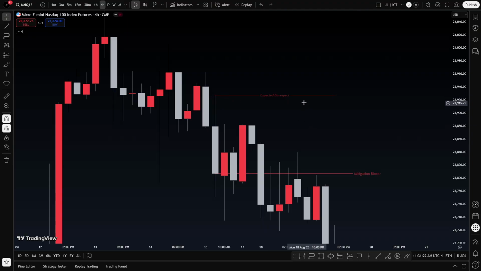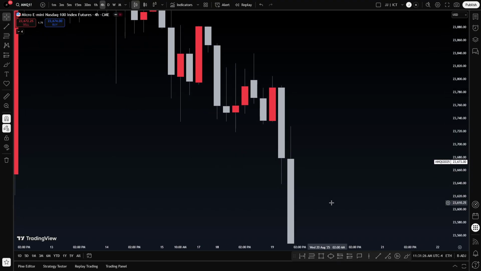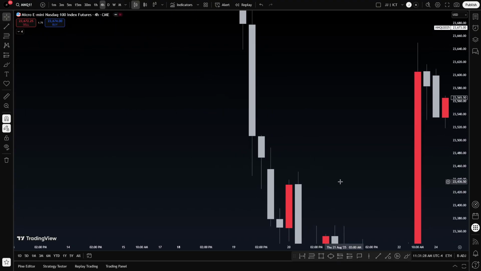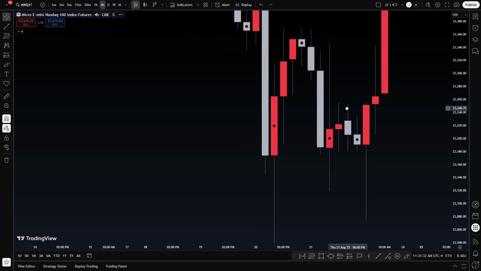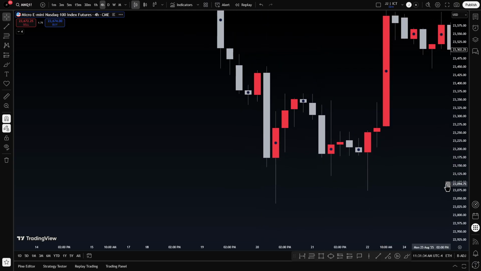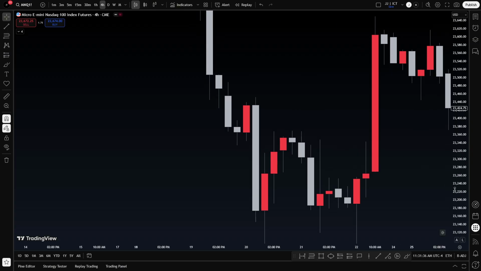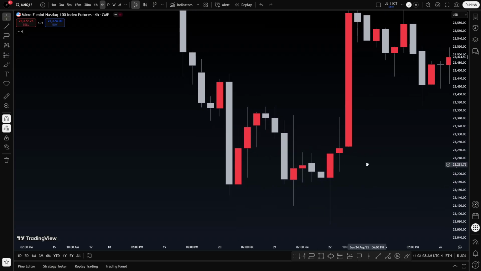Pretty cool, isn't it? It's a very, very strong PD array. We can clearly see we just got beefy candles all throughout price. It's just straight beefy. See that? Anyway, we have another mitigation block right here. I'm going to make this real simple.